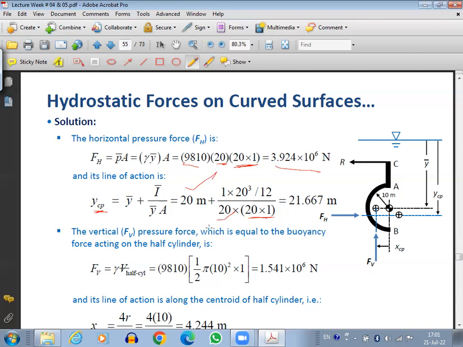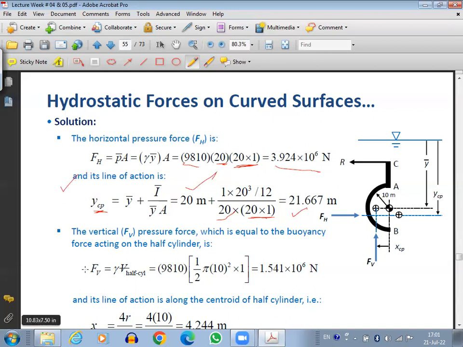And I bar, again, the projection is a rectangle, so b d cube upon 12. The formula for I bar will be provided to you in the exam. If you substitute the values, it comes out to be 21.667. So 20 is the centroid, and a further 1.667 meters below is the center of pressure. So the center of pressure is 1.667 below the centroid. That's about the horizontal component of the force.